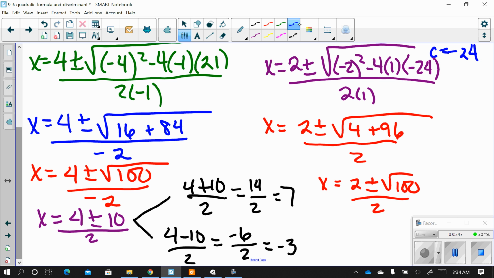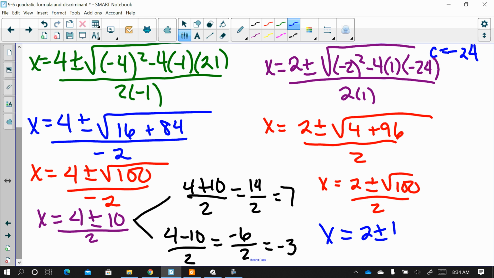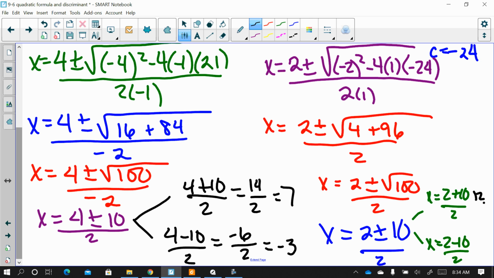Okay, square root of 100 is just 10. Okay, and split it into two problems. X equals 2 plus 10 over 2. X equals 2 minus 10 over 2. 2 plus 10 gives me 12 over 2, which gives me 6. 2 minus 10 is a negative 8 over 2. This equals a negative 4. So x equals 6, x equals negative 4.